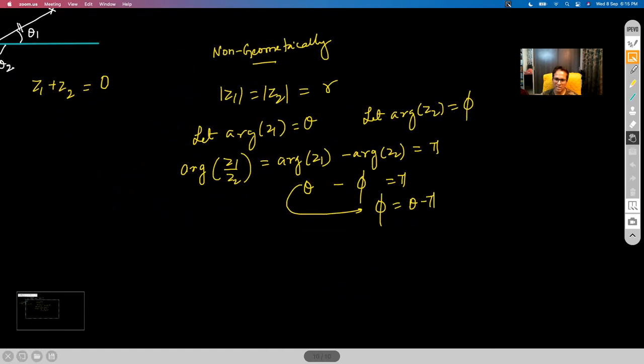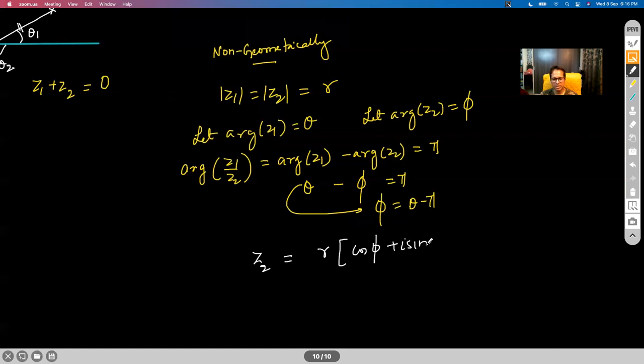Now, let us say I want to construct my Z2. So I will require modulus, which is R itself, and I would require argument, which is phi as per my assumption. But phi is what? Phi is theta minus pi.